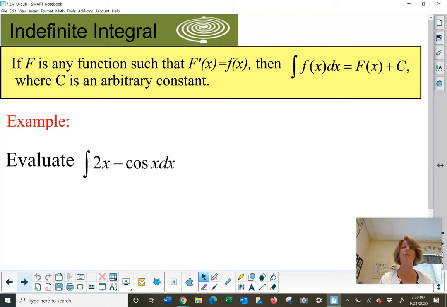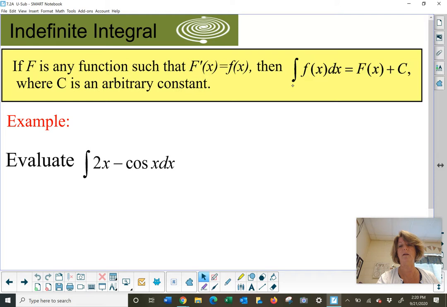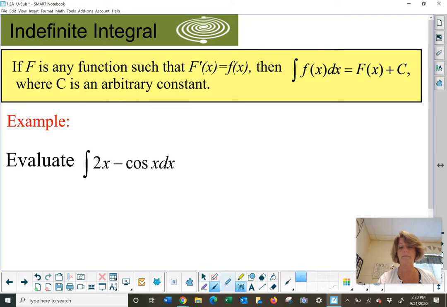It says if capital F, the function capital F, is any function such that the derivative of capital F is equal to little f of x, then I know that if I integrate little f of x, I will get an outcome, or an antiderivative, of big capital F of x. And you can do this very easily. I know you can. So I probably should have had parentheses there.